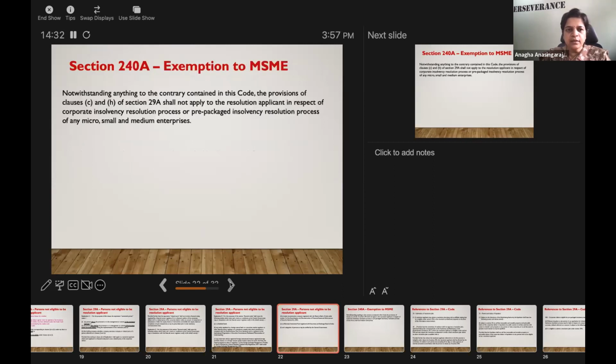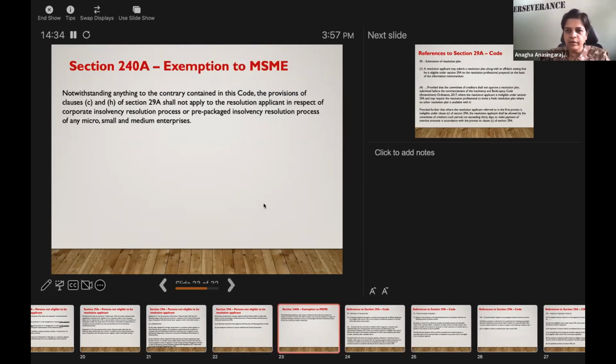Now, when we are discussing this, 240A, the exemption to MSME, is very relevant, because two clauses of section 29A will not apply to a resolution applicant in the CRP or the pre-packaged insolvency if the CD is an MSME. Here also the CD should be an MSME before the commencement of CRP. It should be a registered MSME, not only qualifying in the criteria. It should have an MSME registration certificate, and only then will that CD be termed an MSME, and then the two disqualifications, clause C and clause H, will not apply. Everything else in 29A still applies. Only these two clauses will not apply.